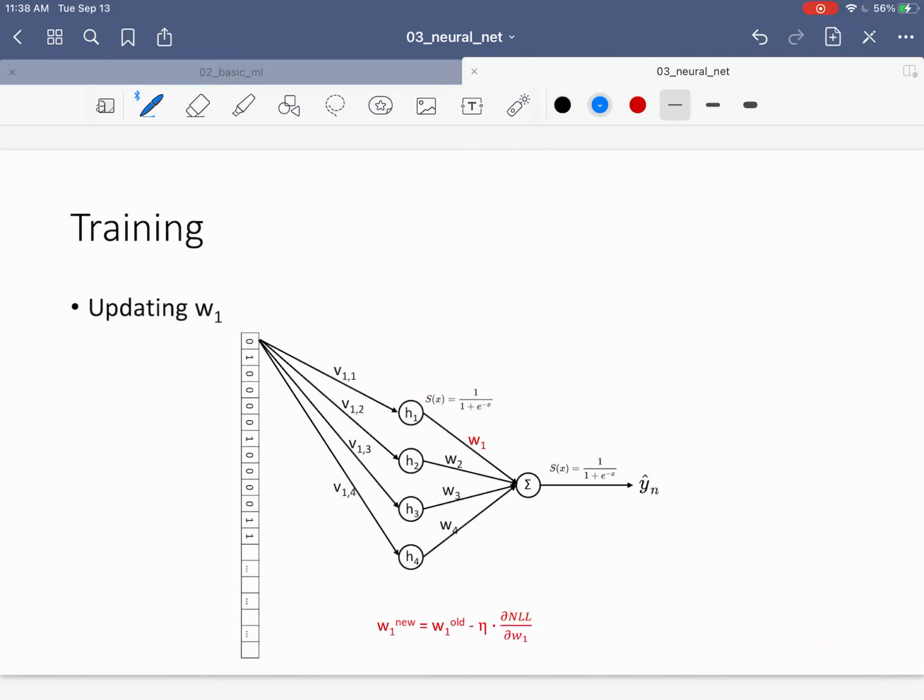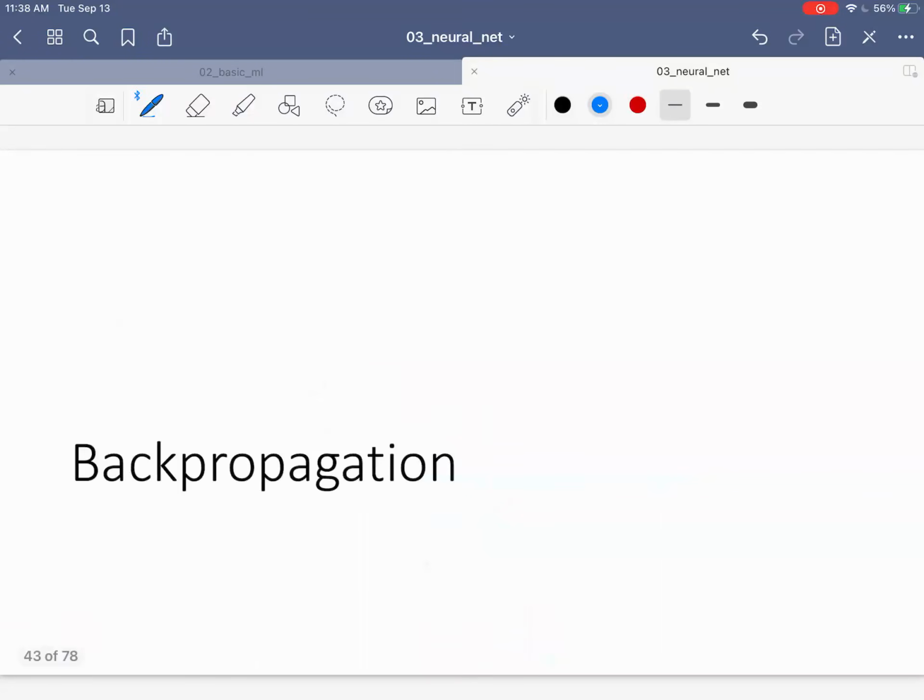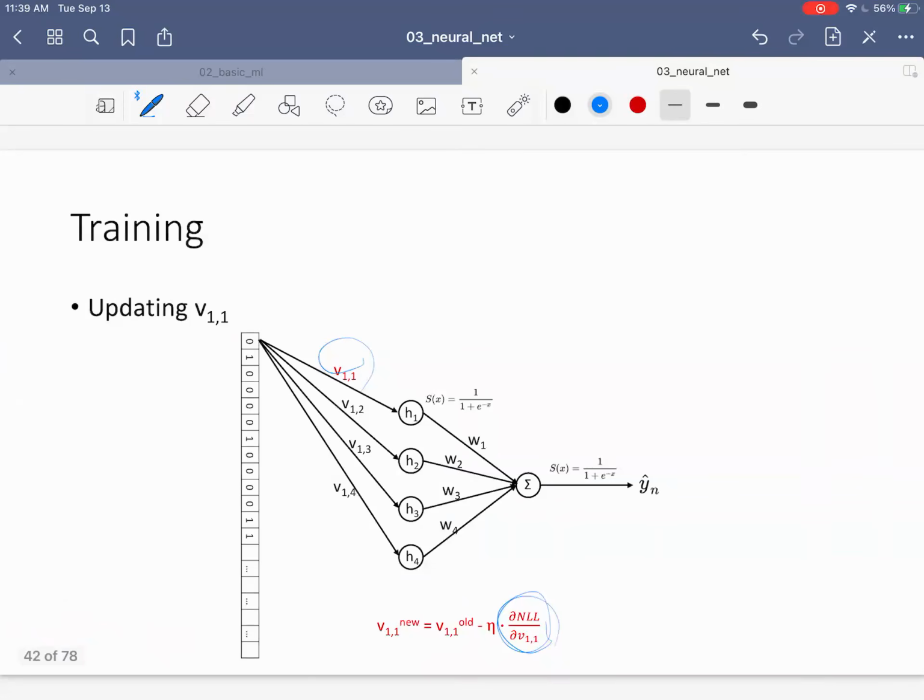So updating the W's, actually, W is not theta. So updating the thetas here is pretty easy. You just simply do this, and this can be done even manually by hand. But here, how do you update this? Not so easy, because your NLL is not directly determined by the V's here. So that's where you need to use the chain rule, and that's where backpropagation comes in. So far so good. Any questions so far?